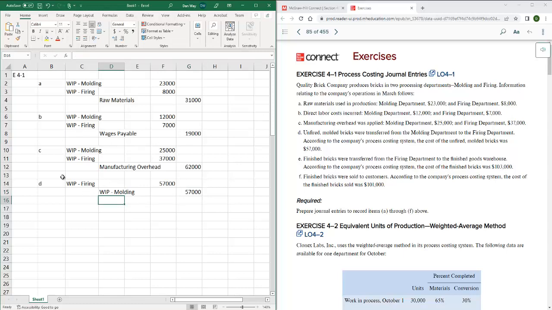Okay, so this entry is one we would not see at all in a job order costing system. We wouldn't be passing between work in process accounts because we only have one. We will see this type of entry in our process costing system.